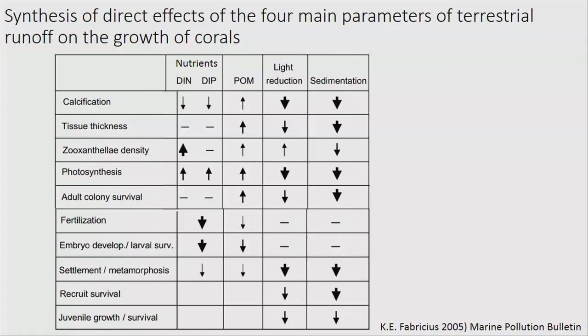So this is, I guess, a summary of these effects. We've got all of the things that can happen to a coral: calcification rate, tissue thickness, all these things, and we can do stuff to them. If we increase the amount of sediment, so this is if we have a river coming in bringing lots of sediment. If we chop down all the trees in Queensland, there'll be lots more erosion.